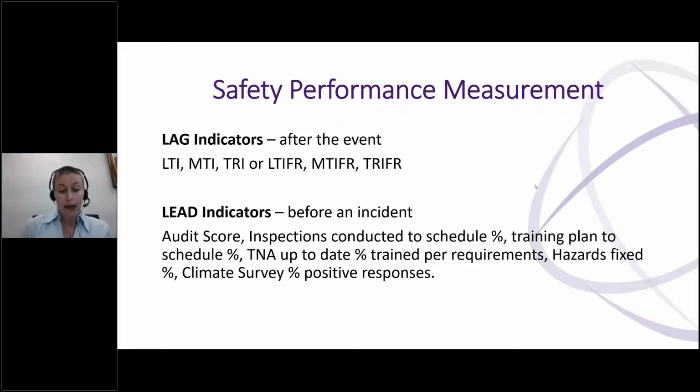What we're going to look at more today is the lead indicators, which are an attempt to measure safety before we have an incident. This includes things like our audit scores, if you're auditing your safety system, as well as inspections conducted to schedule. People use a percentage: did we conduct 80% of our inspections on time this month, or only 50% of our scheduled inspections?